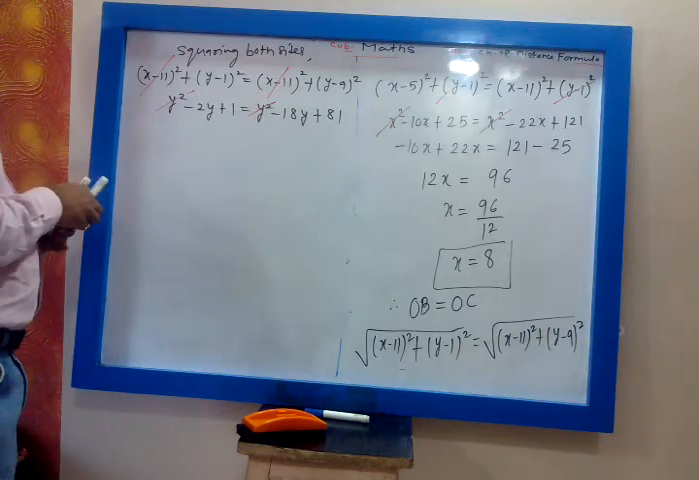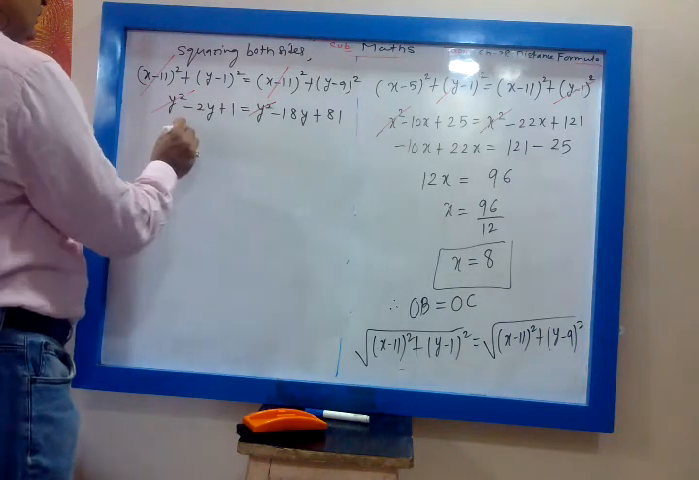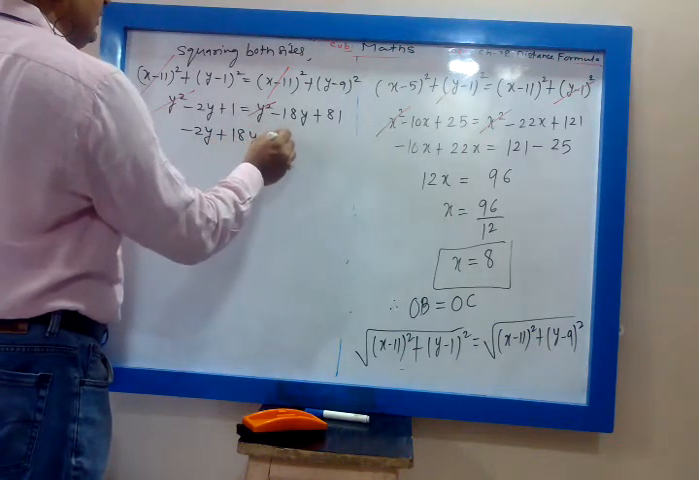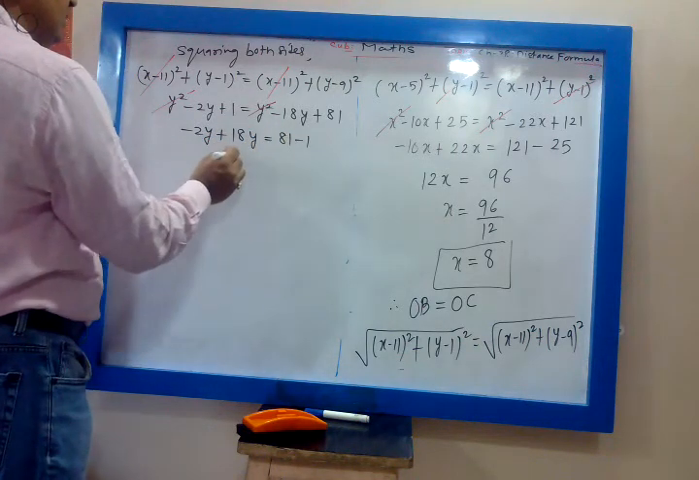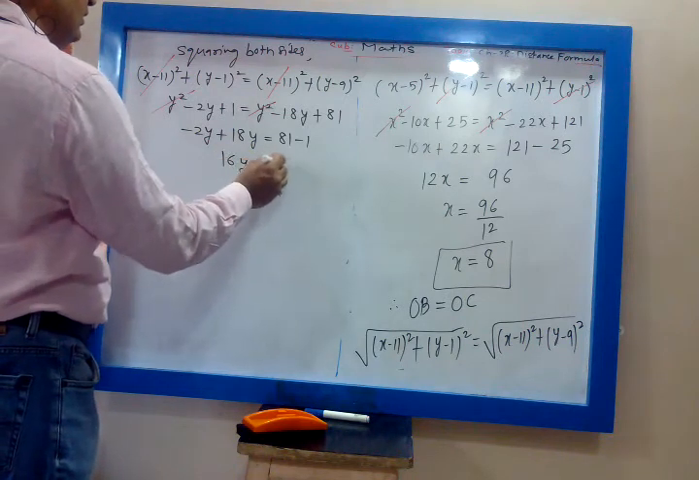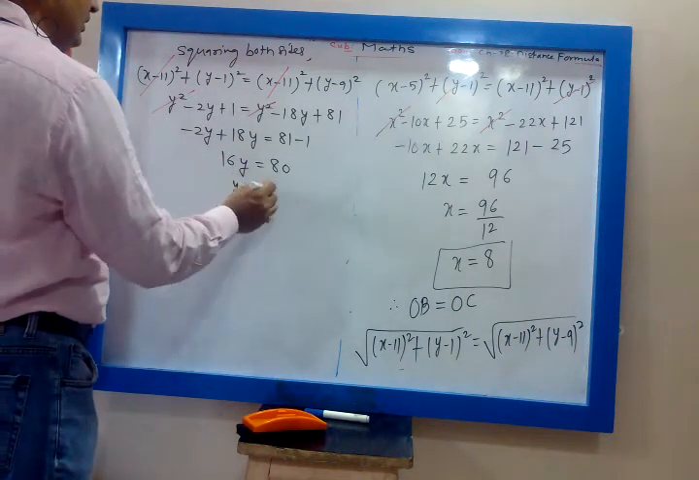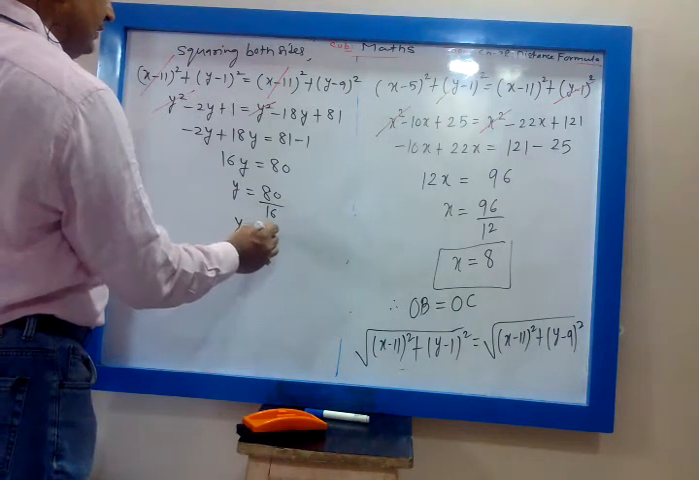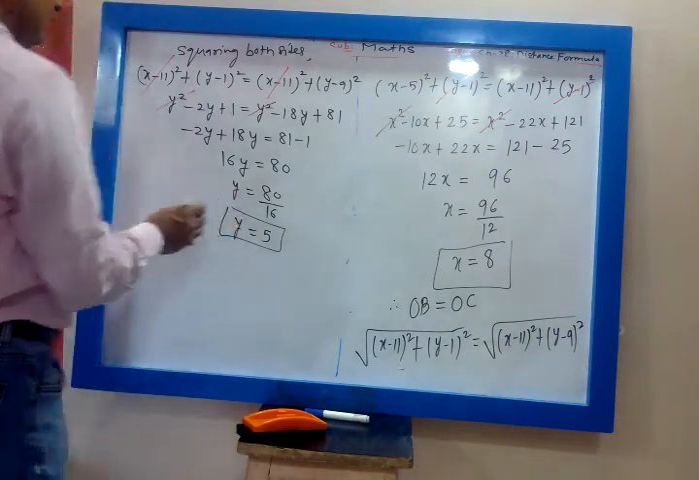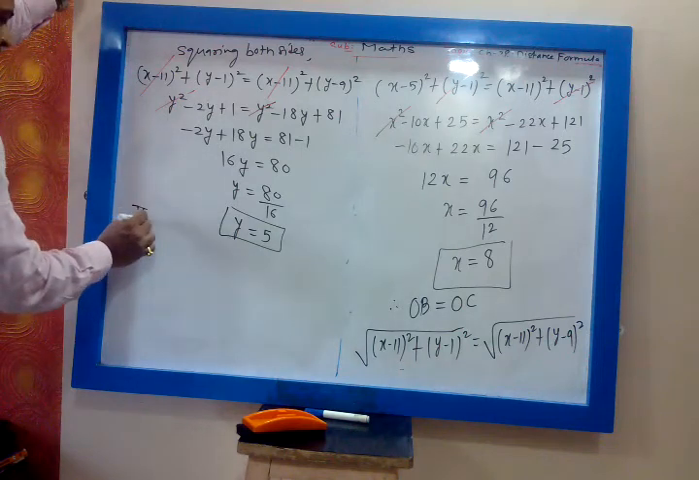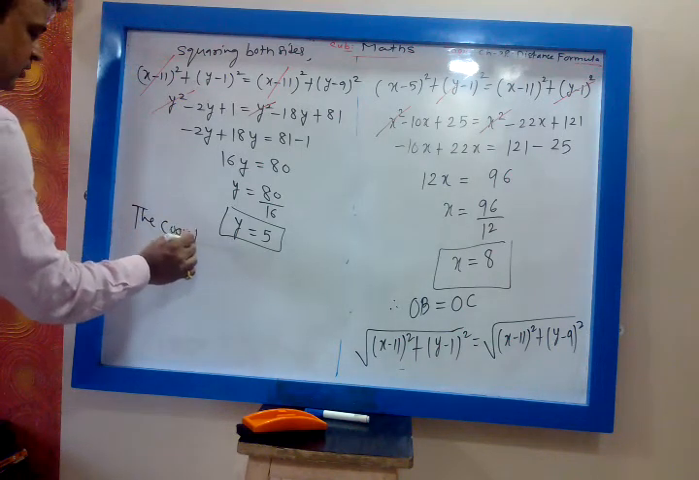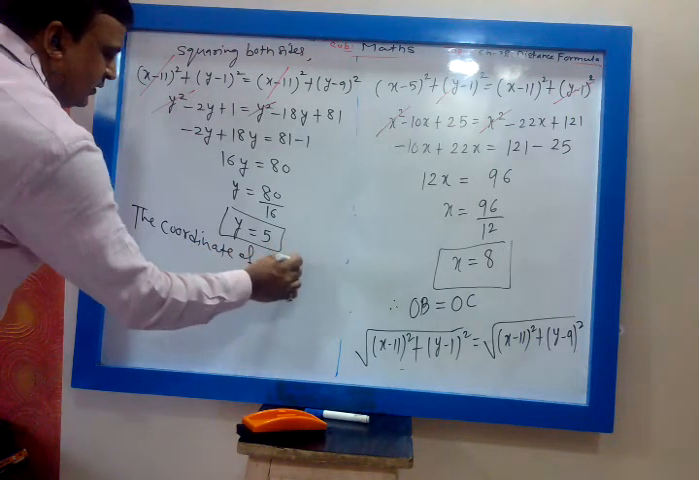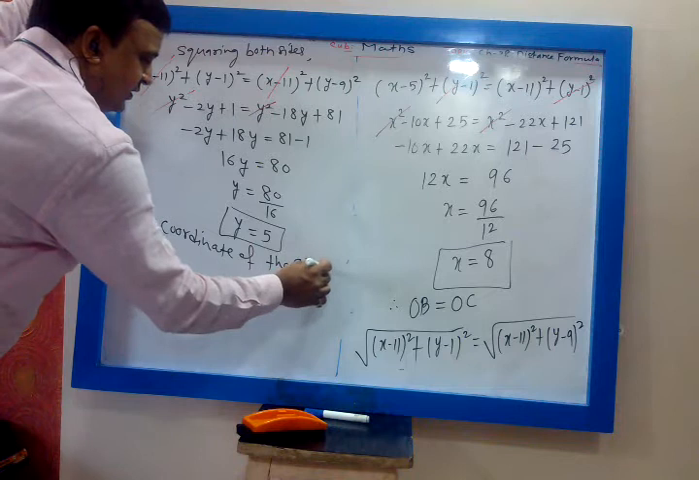So take 18y to this side: minus 2y plus 18y is equal to 81 minus 1. So 16y is equal to 80. So y is equal to 80 upon 16. So y is equal to 5. So x is 8, y is 5. So we write the coordinate of the circumcenter.